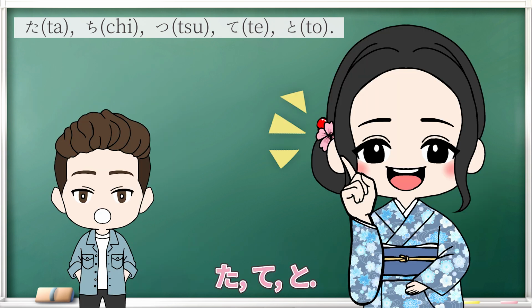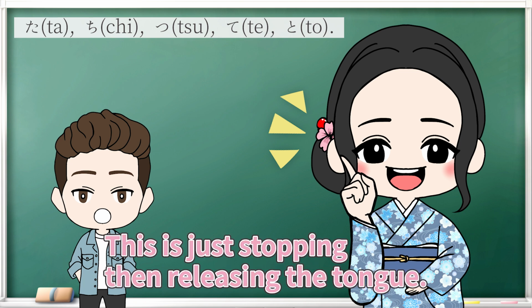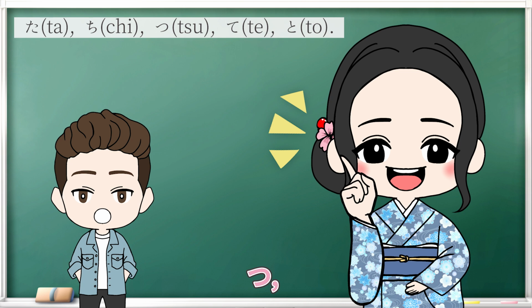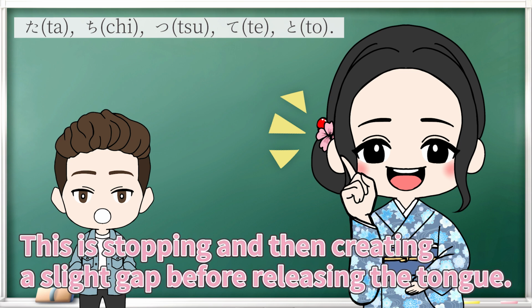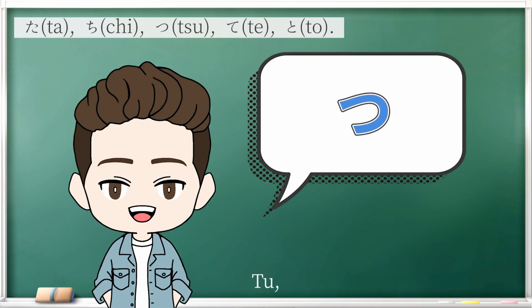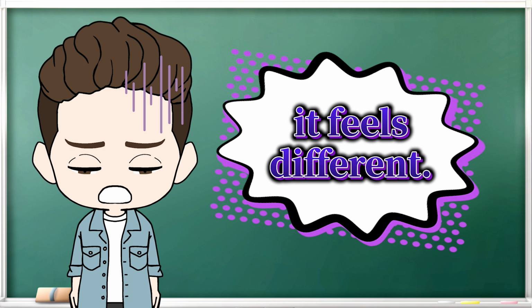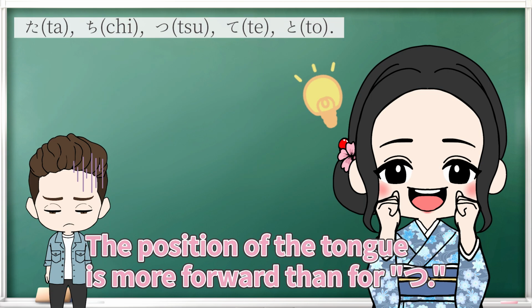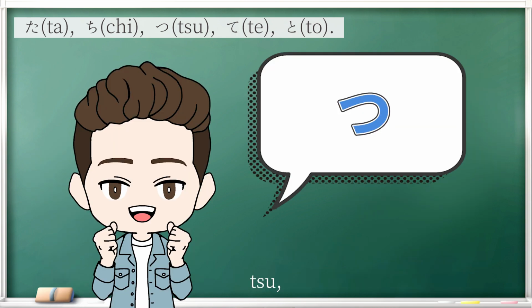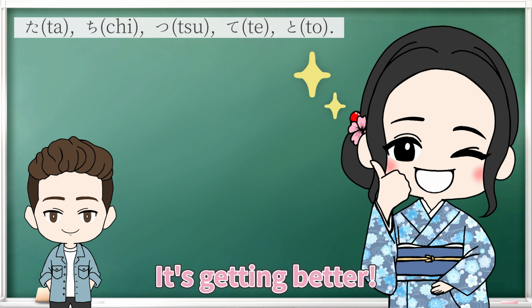Ta, te, to. This is just stopping, then releasing the tongue. Tsu, tsu. This is stopping and then creating a slight gap before releasing the tongue. To. It feels different. The position of the tongue is more forward than for tsu. To. How is it? It's getting better.